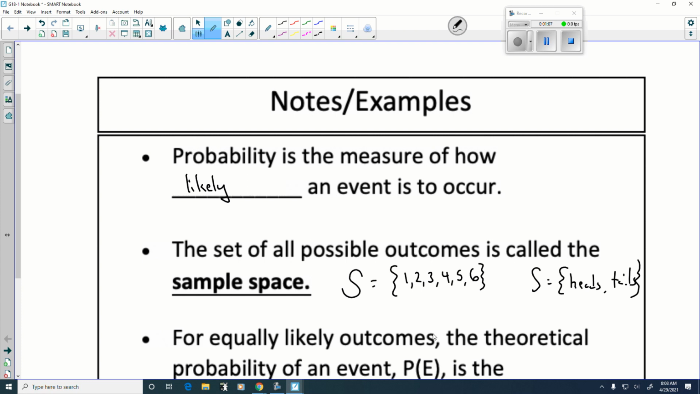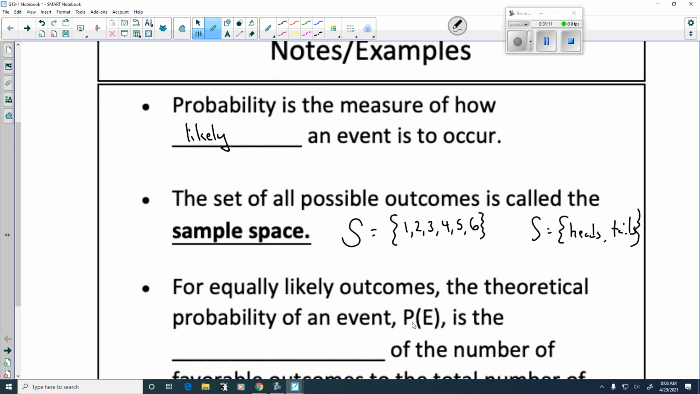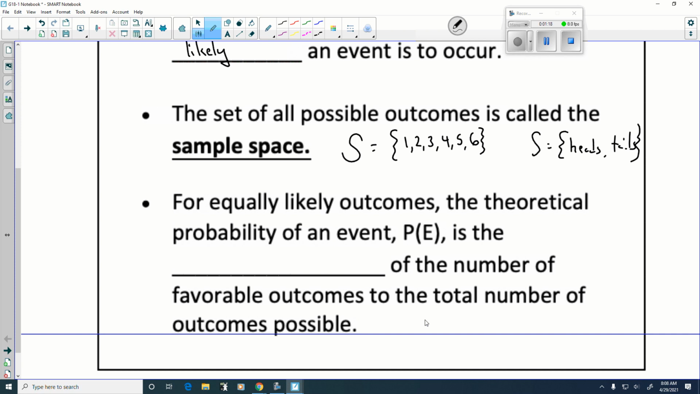For equally likely outcomes, the theoretical probability of an event, which is written P parentheses E, this means the probability of event E, is going to be found by adding up how many favorable outcomes there are and making a ratio to the total number of outcomes. So it's the ratio of the number of favorable outcomes to the number of possible outcomes.